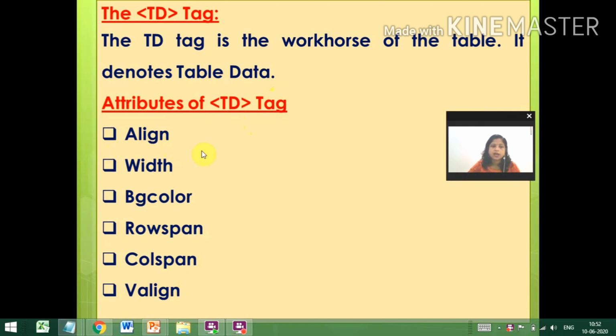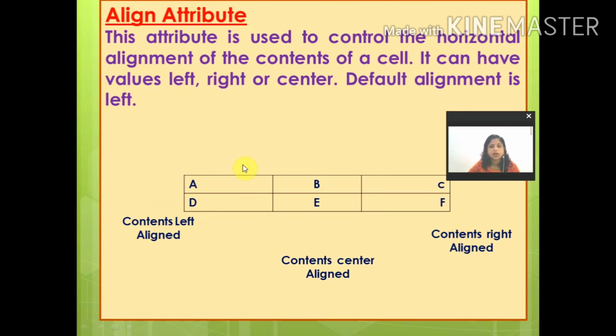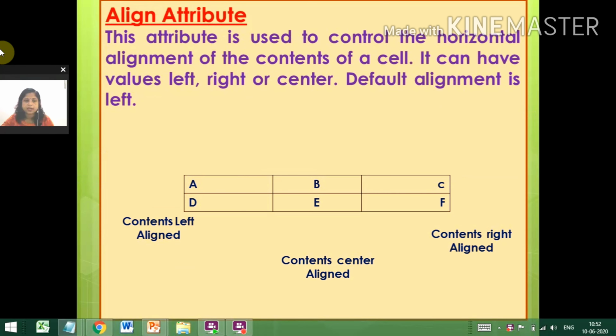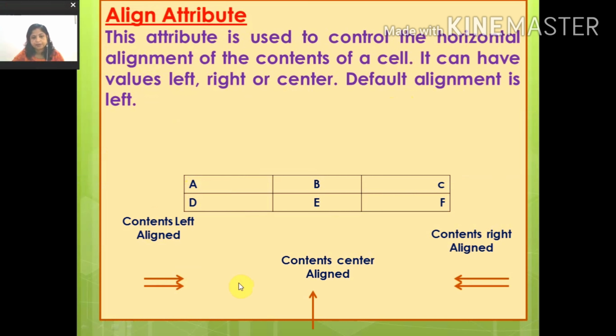So the align attribute we have already used for the table also. Align equal to left, align equal to right, and align equal to center. That time, for the table, it meant changing the position of the table with respect to the text in a web browser. Here the data will actually change position with respect to the cell.